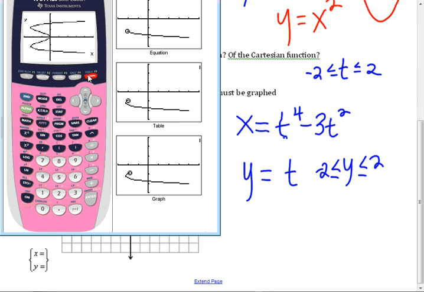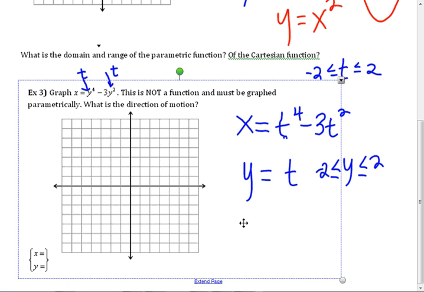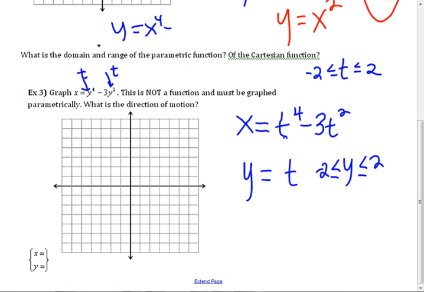Does it surprise you that it's a W on its side? Because what's the 4th power look like? It's a W. If you switch x and y here, if you have y equals x to the 4th minus 3x squared, that's a W. And that's not what that looks like. How is this related to that? They are inverses. So you could have graphed this and then by hand reflect it over y equals x.